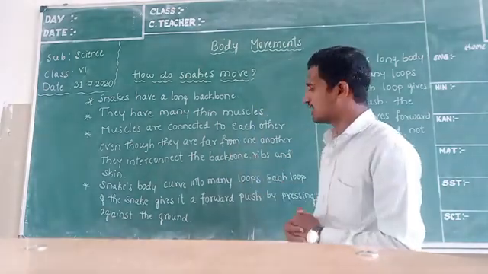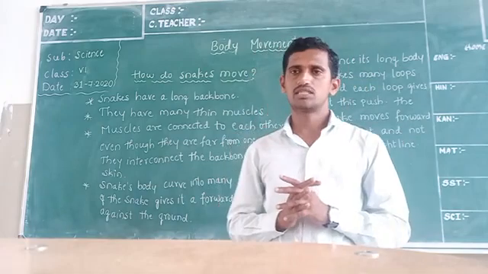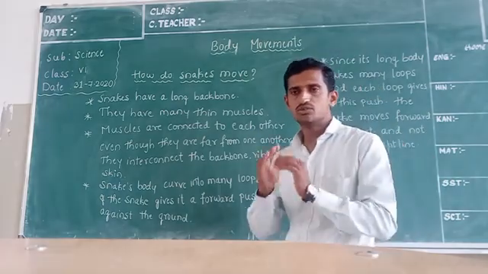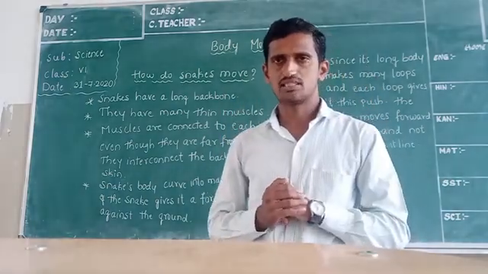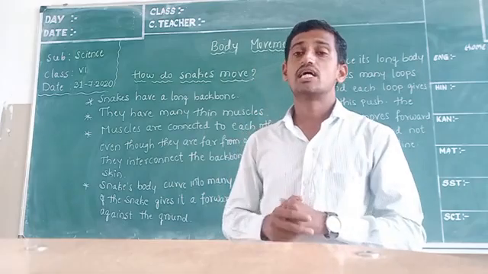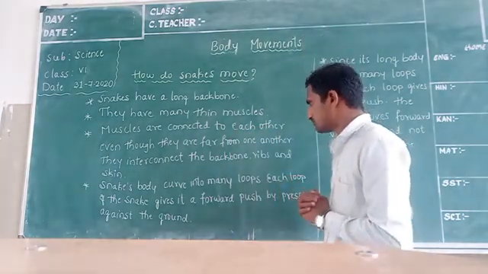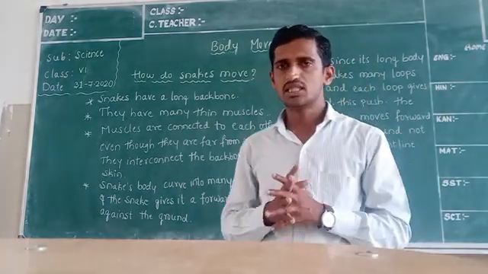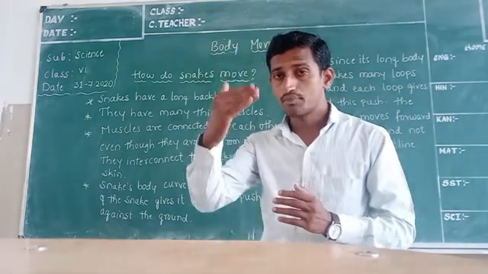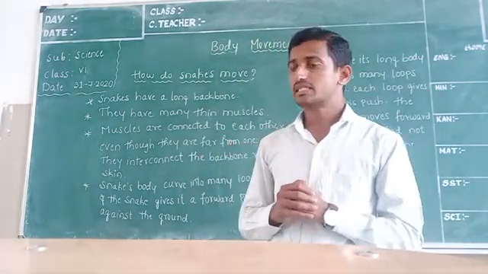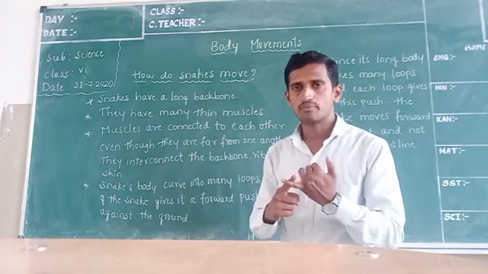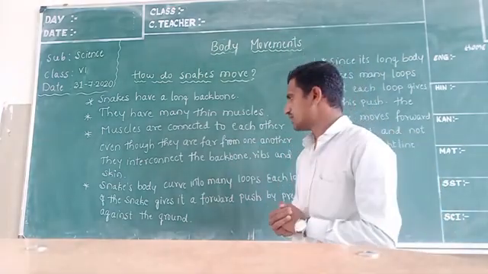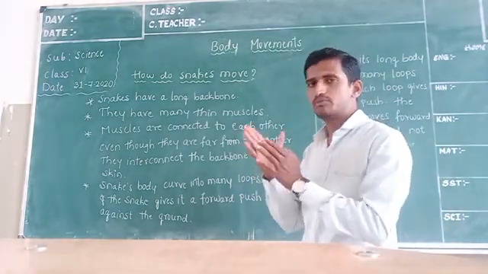These muscles are connected to each other, even though they are at distant places, far away from each other. They also interconnect the long backbone, the ribs of the snake, and the skin. So the long backbone, ribs, and skin are connected with these muscles. Now, let's understand the shape of the snake's body.